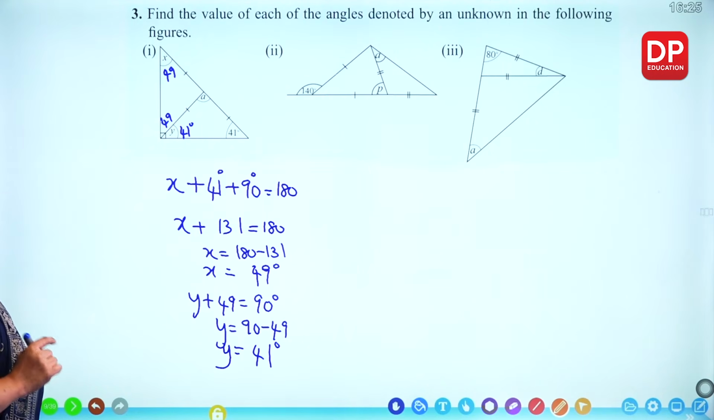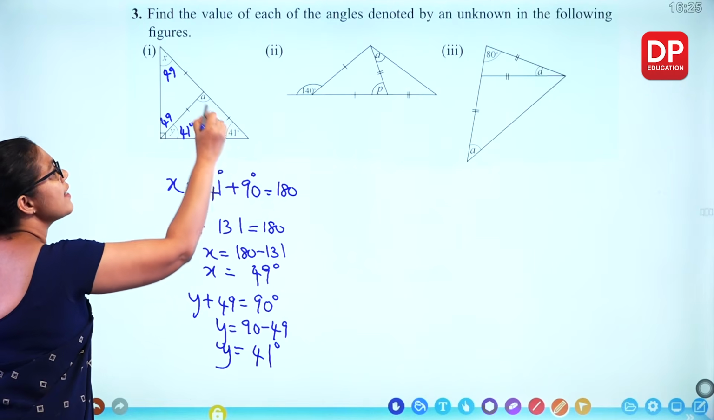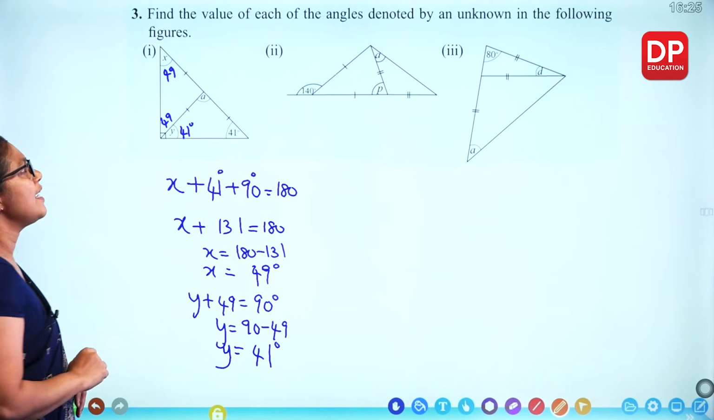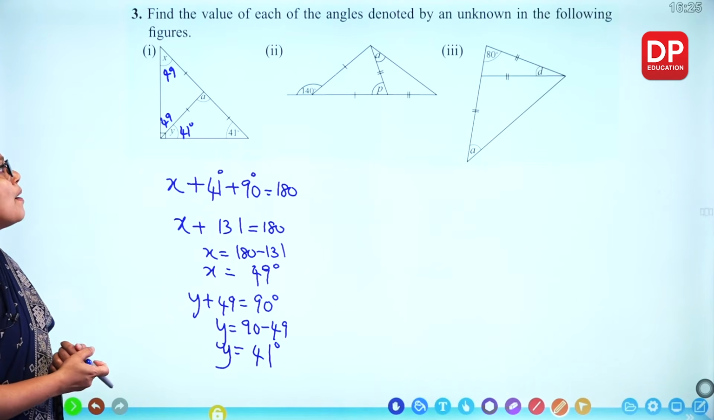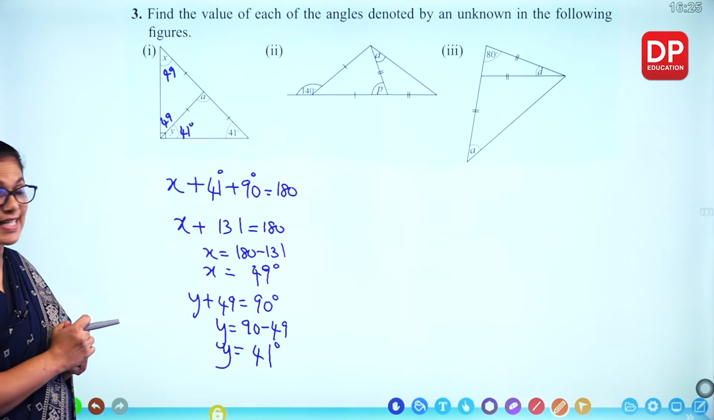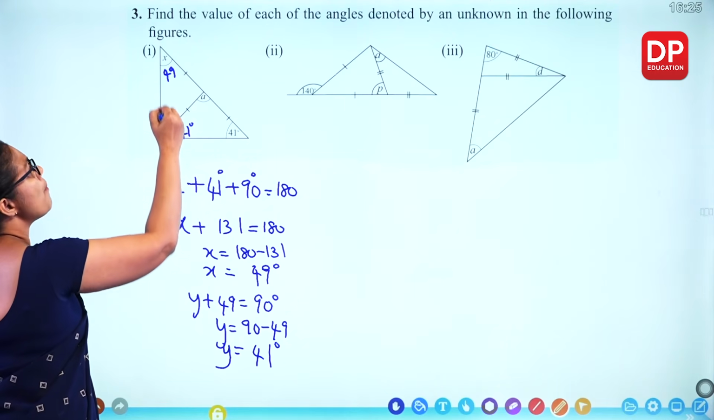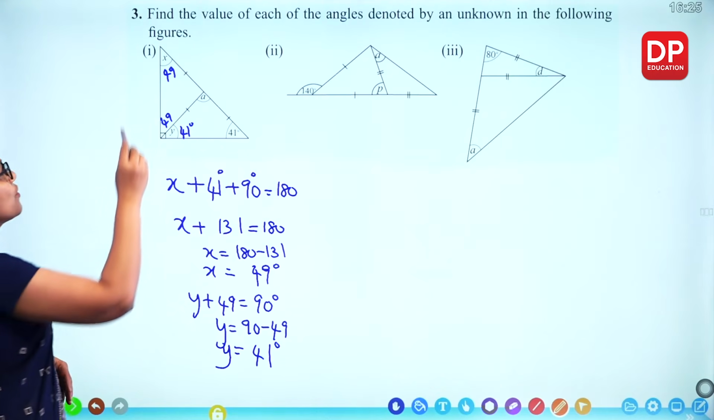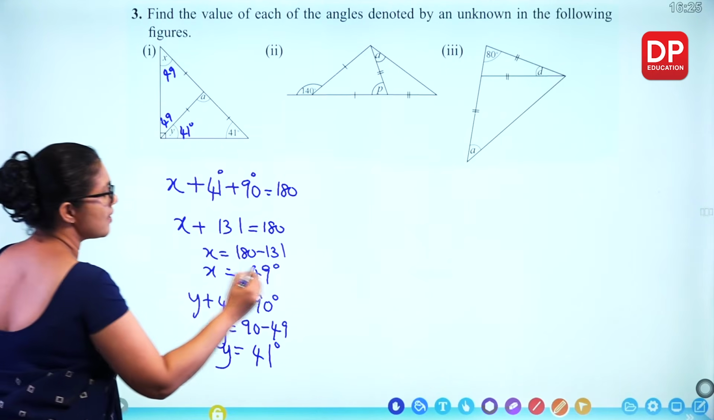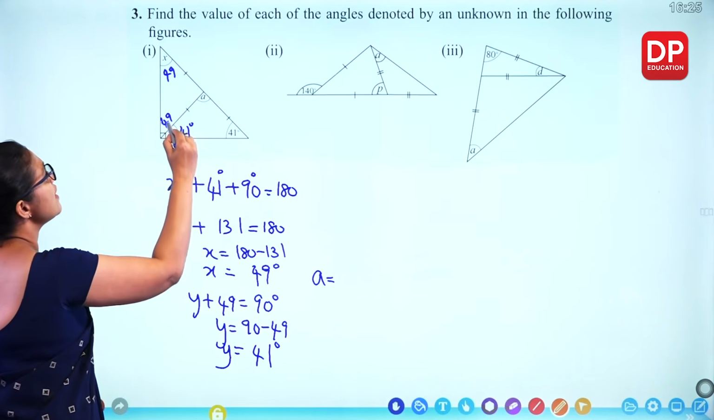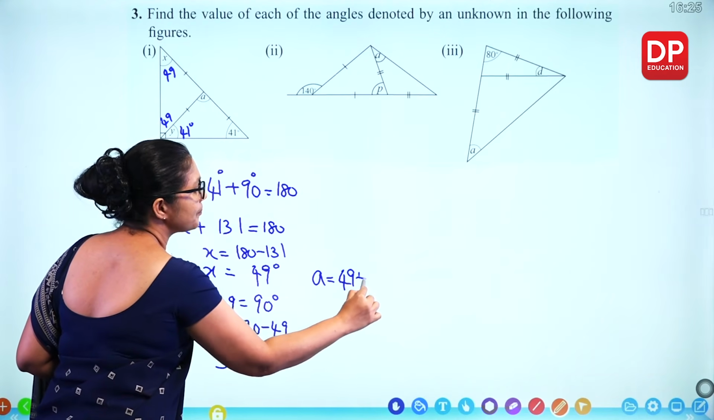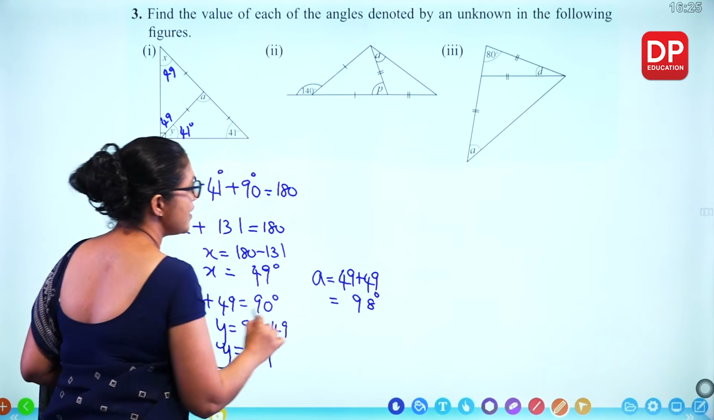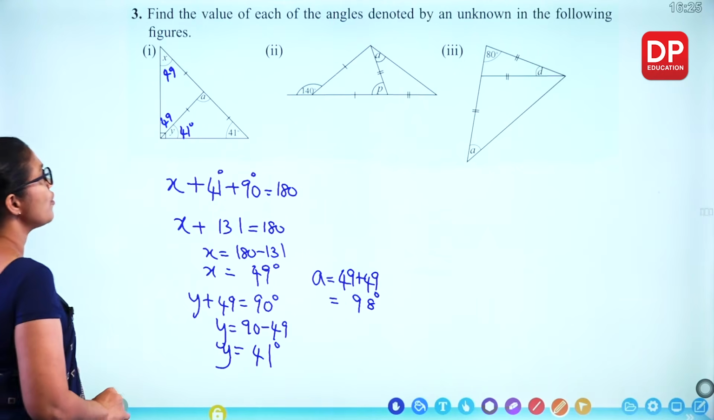Now how do you find out the a value? In this triangle, we know this is 41, this is 41, you can find a. Or can you remember the previous theorem in chapter 8? The sum of opposite angles is equal to the exterior angle. So here you can use that one. So a is equal to 49 plus 49. So 98 degrees for a. So here we found all three angles.